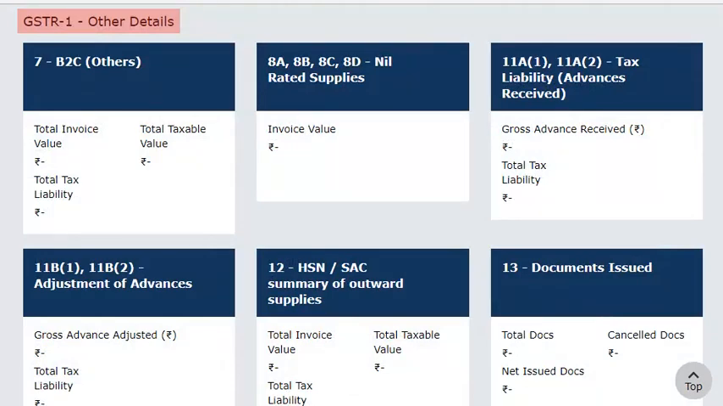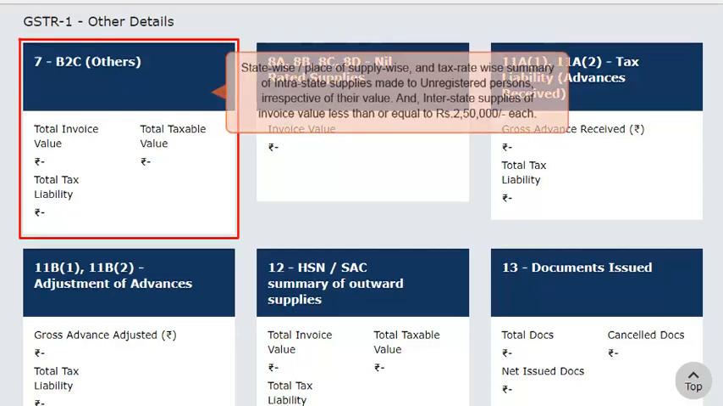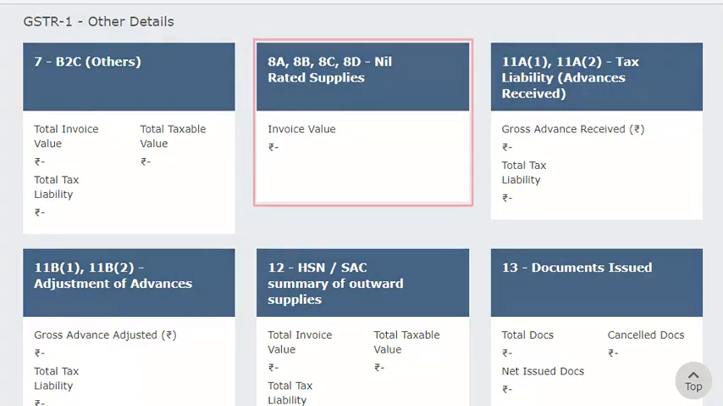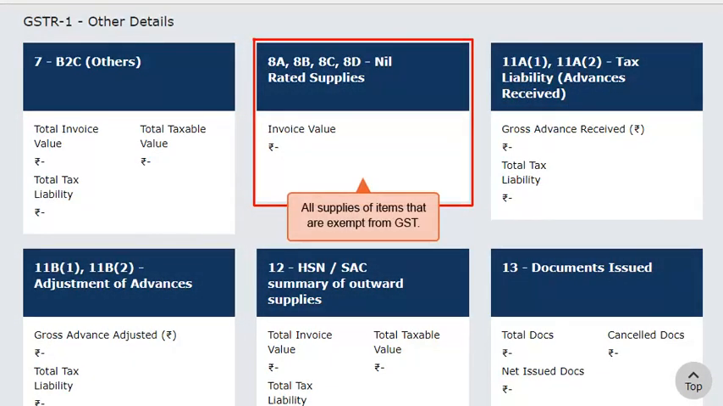Scrolling down to the GSTR1 Other Details section, B2C Others is where you enter the state-wise or place of supply-wise and tax rate-wise summary of all intra-state supplies made to unregistered persons irrespective of their value. This section also captures interstate supplies of invoice value that are less than or equal to 2,50,000 rupees each. The Nil-Rated Supplies tile captures information regarding all supplies of items that are exempt from GST.